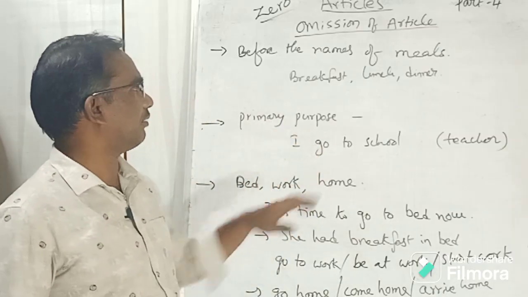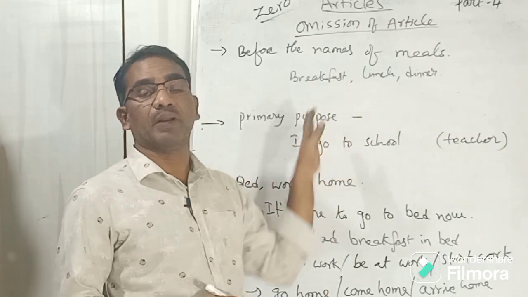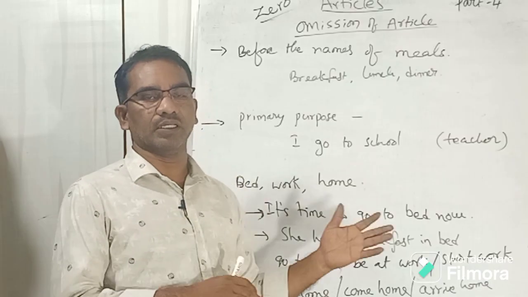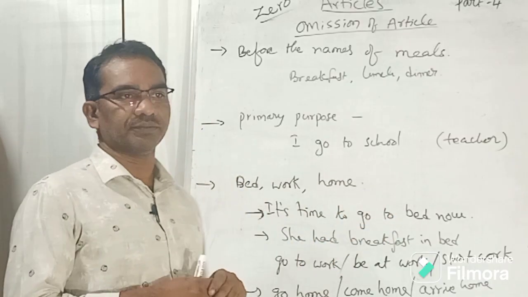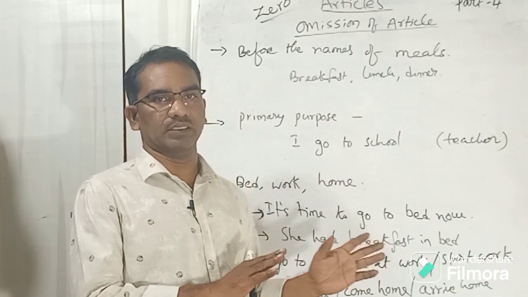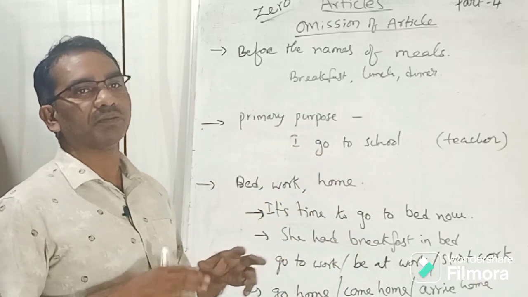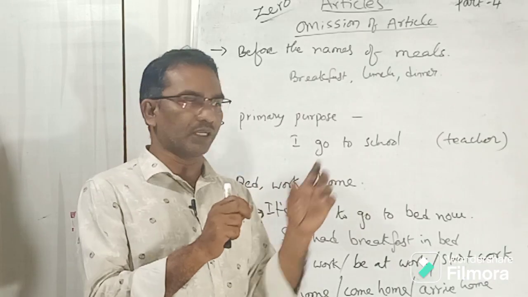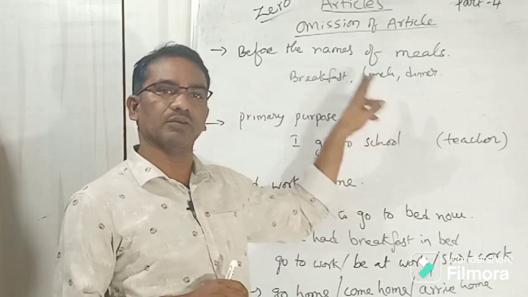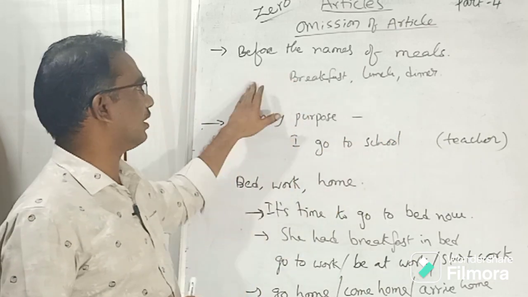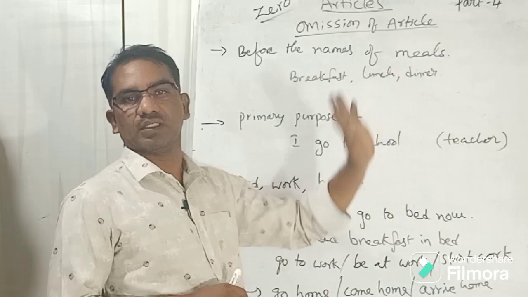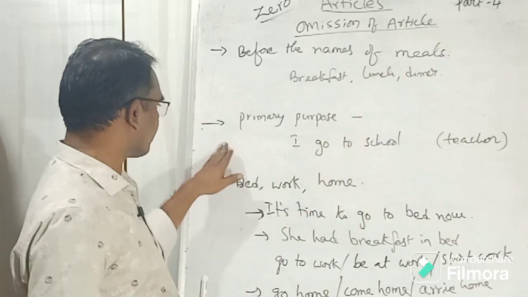But at the same time, you can say the breakfast you served was excellent. Yesterday you served breakfast, right? So the breakfast that you served was excellent. When you talk about a specific breakfast, specific meal or lunch or dinner, you can use an article. But generally when you talk about these meals, no article is used.